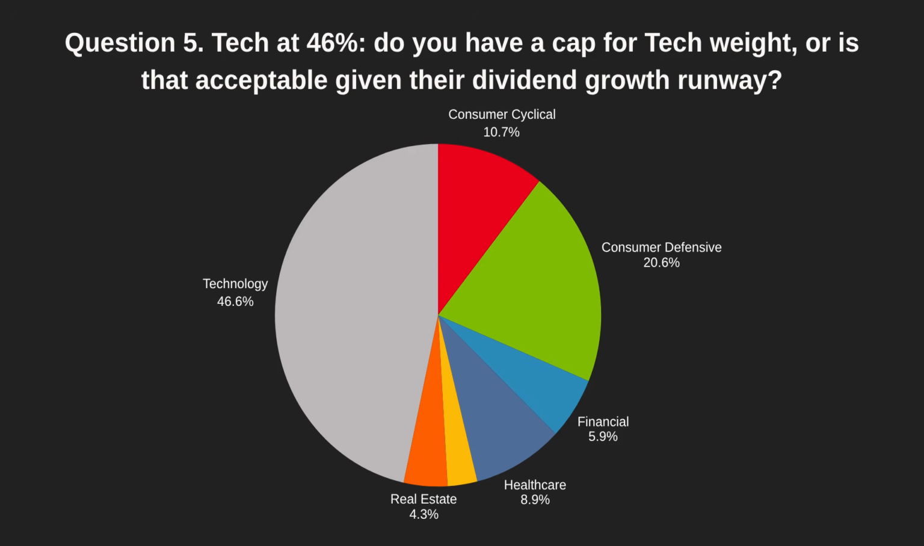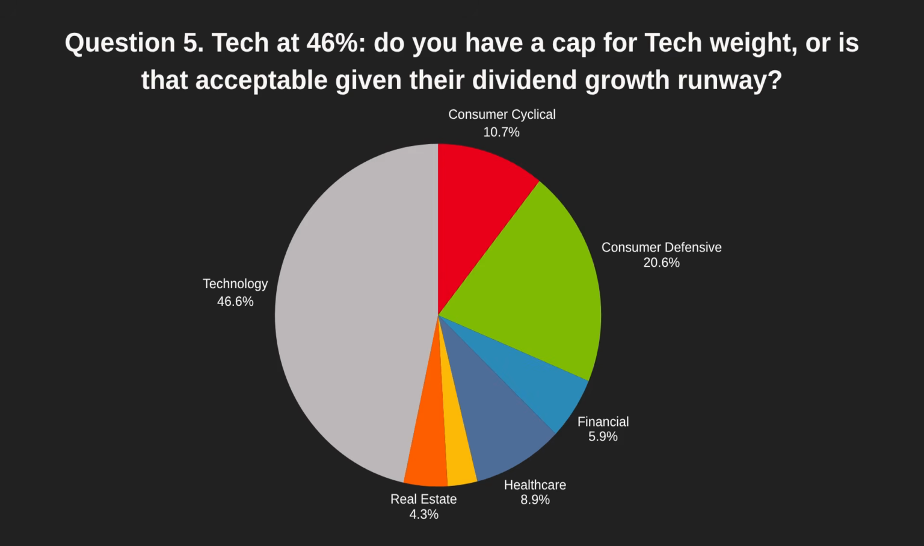Question number 5. Tech at 46%. Do you have a cap for tech weight, or is that unacceptable given their dividend growth runway? I do know that tech companies that pay a dividend usually have a super low yield with a double-digit CAGR, and that is fine by me as long as it is that way. If the company is buying outstanding shares, that's even better.